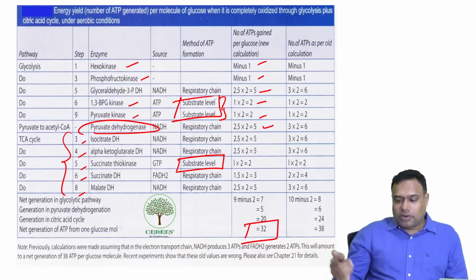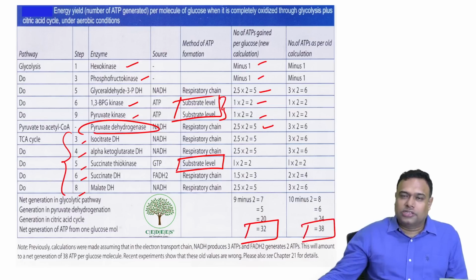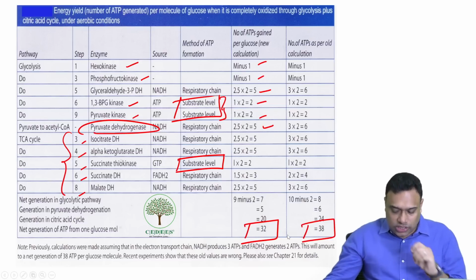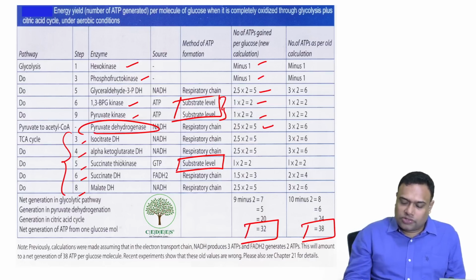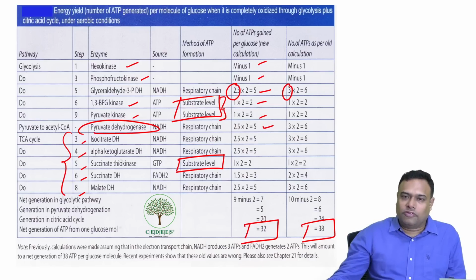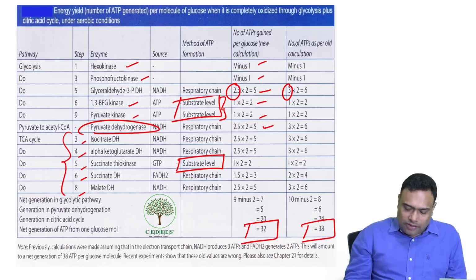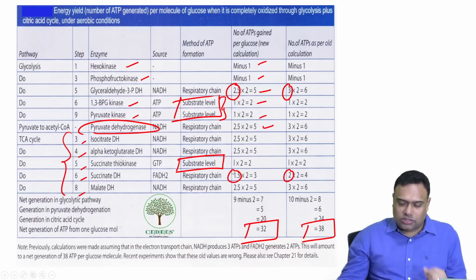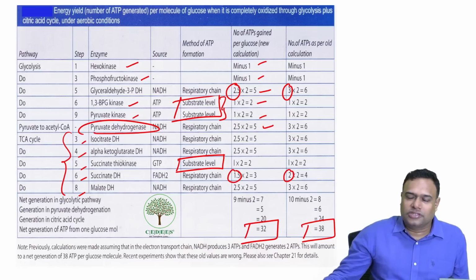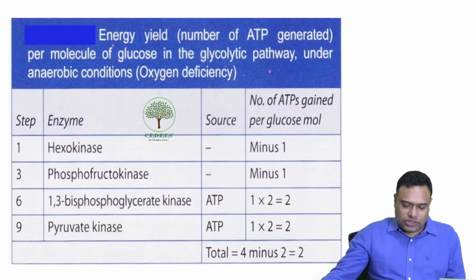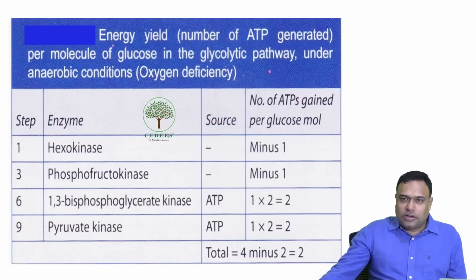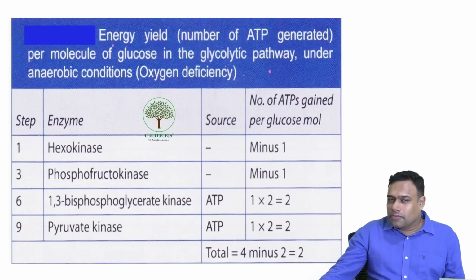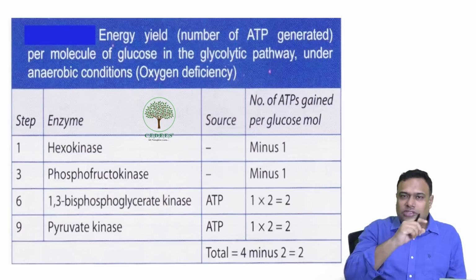If you see the older pathway, the older calculations, it was 38 ATPs because each molecule of NADH produces around 3 ATPs, right? But they found that it is not 3, it's just around 2.5. Similarly, for your FADH, it was 2 according to the older calculations, but now it is 1.5 as per the recent calculations.